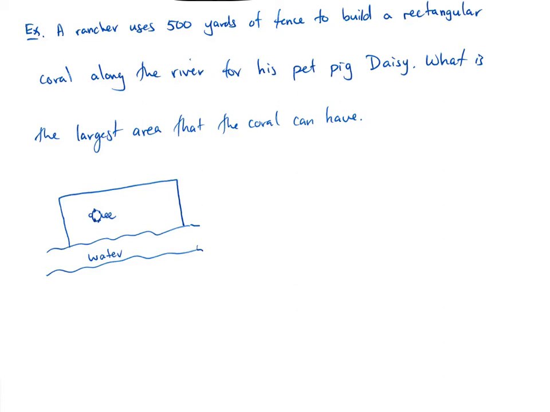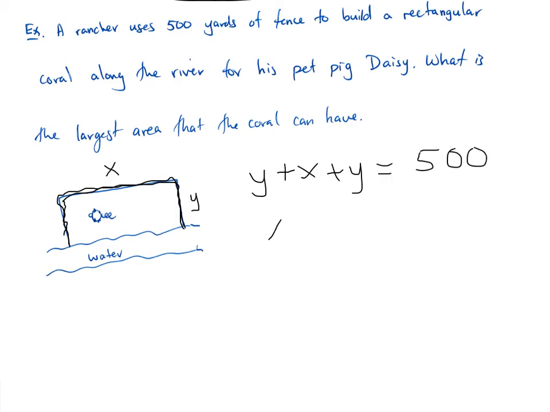The area and then how much fence we use depend on the lengths of the sides of the corral. So let's give those some names. Let's call this distance on top x, and let's use the sides as y. So the amount of fence we're going to use in total would be the fence on the left of the corral, that's distance y, plus the fence on top, that's a distance x, plus the fence down below, plus another y. And we're going to assume it's open here along the river. So we have 1y plus 1x plus one more y, and that has to total the amount of fence we have, which is 500. So we have x plus 2y equals 500.